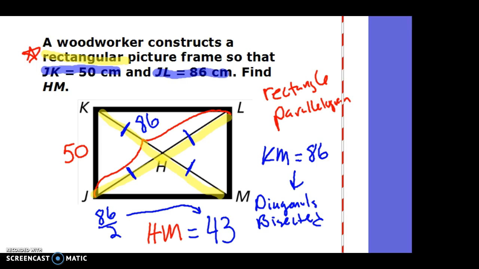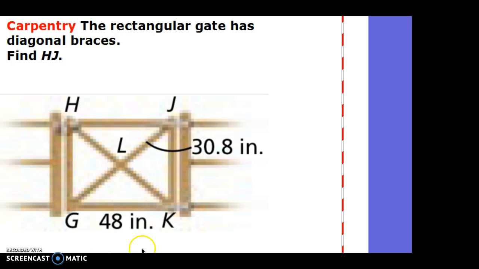Because this is a parallelogram and a rectangle, we can apply both of the properties here. That's why this problem is so important. All right. Now, in this problem, I've given you a gate here. We're doing a carpentry example.